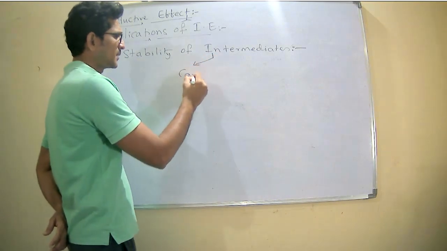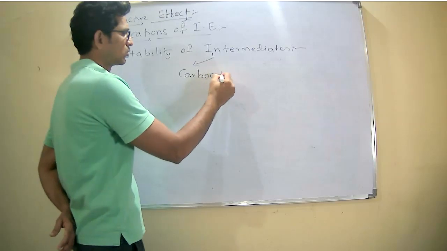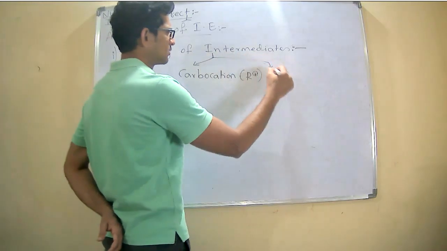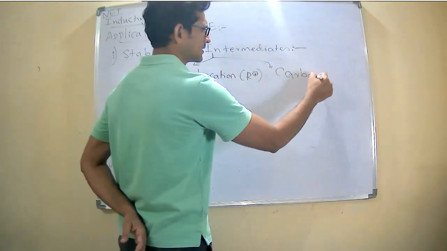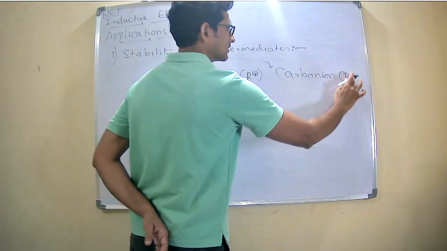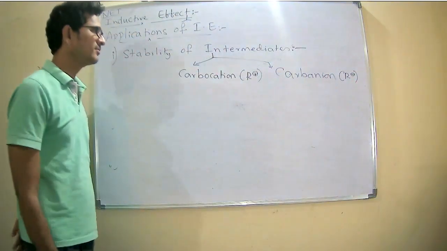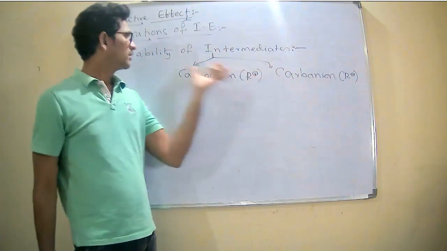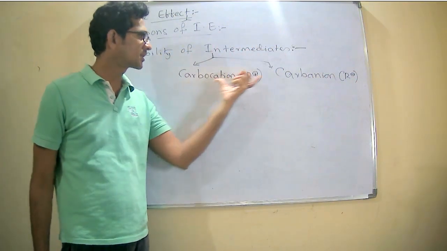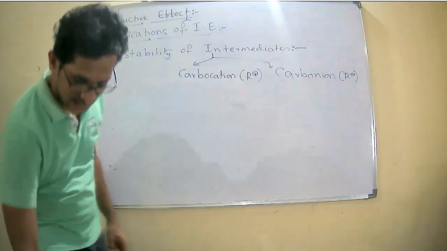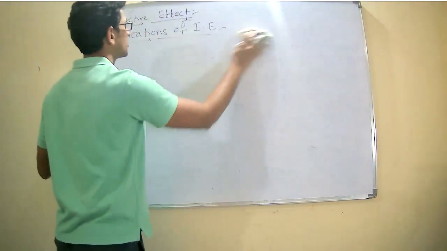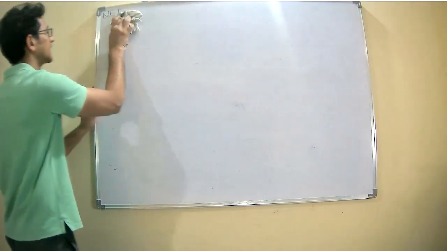Here, the intermediates are majorly classified into two types: carbocation with a positive charge, and carbanion with a negative charge. So we are going to discuss the types and stability of intermediates. Among these two, first about the carbocation: stability of carbocation.